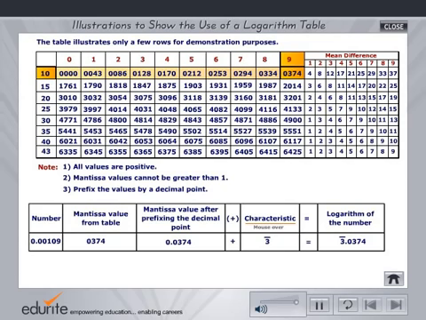Click on the Home button below and find the logarithm of the numbers given as exercises.